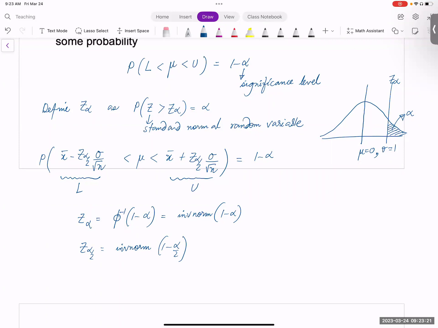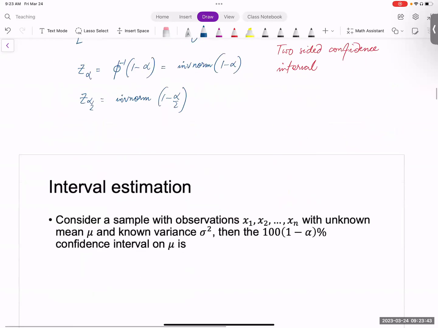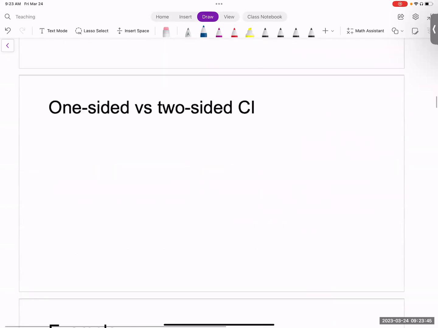Now, another thing you want to keep in mind is that what we just defined is a two-sided confidence interval. So this one that we just defined, this is a two-sided confidence interval. And you can also have one-sided confidence intervals, right? Let me give you the formula for that. One-sided confidence interval, one-sided.